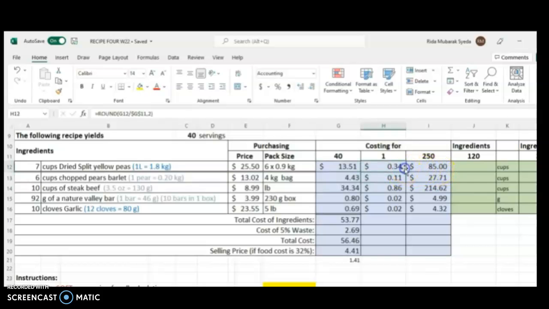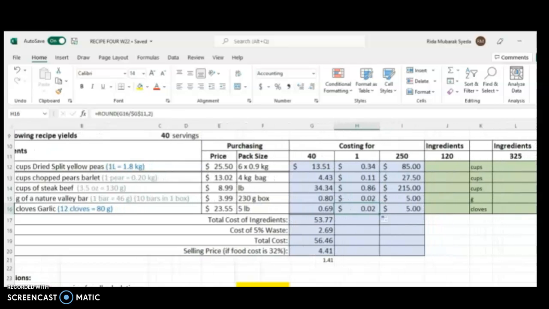It's now $85. So now I'm going to drag this down so it copies that formula to all my other numbers. And so you can see all the numbers over here change. That means it did not round for all my other ingredients before. So now as I put in the round formula, it rounded for all my other ingredients, as you can see.